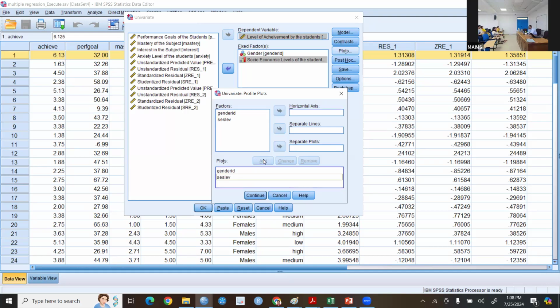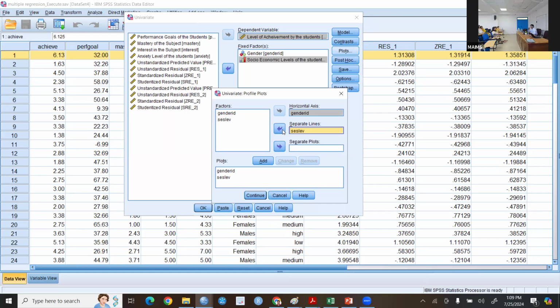So you have added two variables. Why do we apply two-way ANOVA? We apply two-way ANOVA to check the interaction effect of the two. Horizontal also. You have to add below, it is written below: add, change and remove. Put it there, click on add. That add should come below, in the plots. The next is gender into horizontal, socio-economic level into separate lines. Now put these two like this. Gender into horizontal, socio-economic into separate lines.